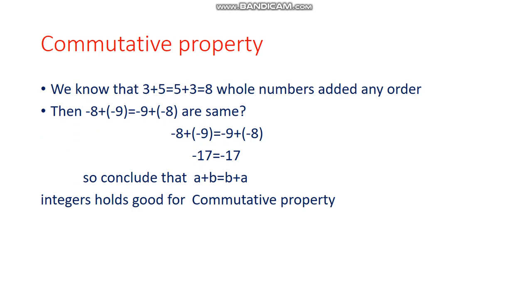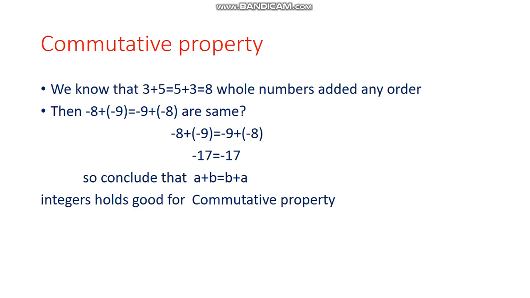Let's check commutative property under addition. Remember students, we only discuss it under addition now. Commutative property under multiplication will come again, and we can discuss that time. We know that the sum of two whole numbers gives a whole number only. For example, 3 plus 5 is equal to 5 plus 3 is equal to 8. When we reverse the numbers, we get the same answer in the case of whole numbers.